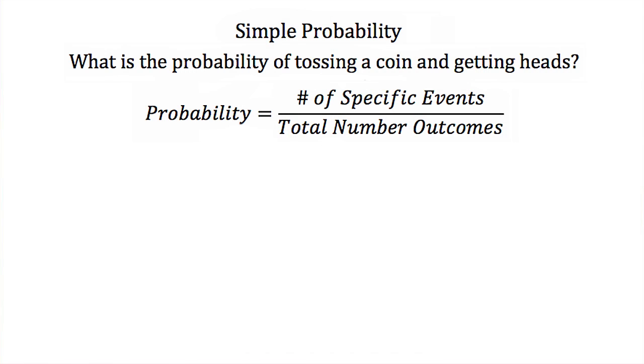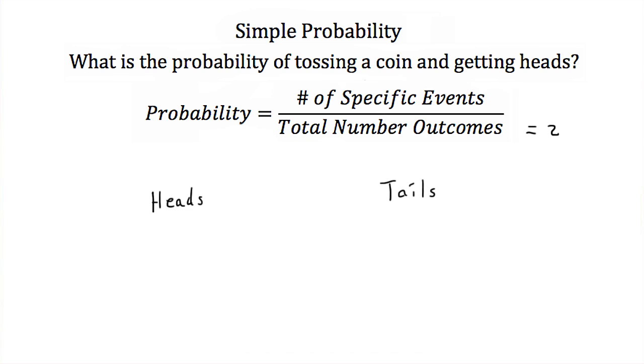So let's look at a simple example. What is the probability of tossing a coin and getting heads? Well, remember, probability is the number of specific events that we're looking at over the total number of outcomes. If I toss a coin, I might get heads, or I might get tails. Those are the only two possible outcomes. So the total number of outcomes, that's equal to 2.